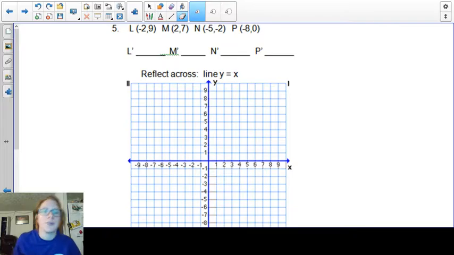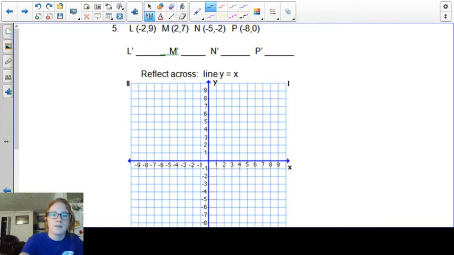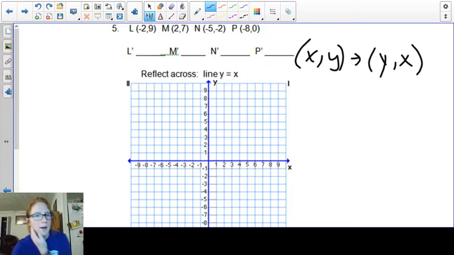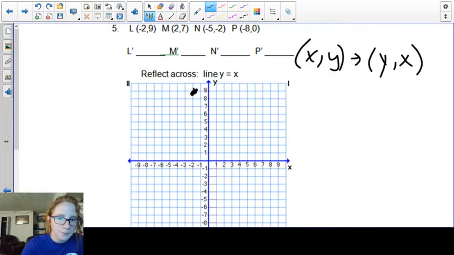Third one, we're going to reflect across the line y is equal to x. So that rule is when my y and my x flip spots. So let's plot the original points. I have negative 2, 9. I have 2, 7. I have negative 5, negative 2. I have negative 8, 0.